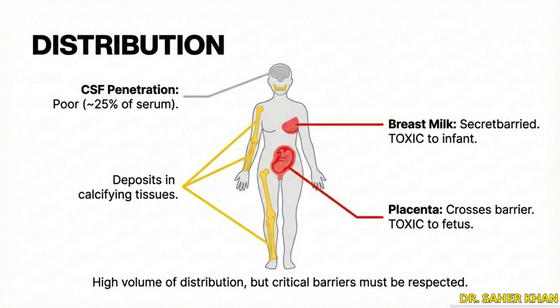Now, let's talk about distribution. Tetracyclines cross the placenta very easily and are secreted in breast milk, and they also enter the cerebrospinal fluid, but the concentration in CSF is relatively low, about 25% of the serum concentration. The ability to cross the placenta and enter breast milk is clinically very important because these drugs can reach the fetus, enter the infant during breastfeeding, and may cause toxic effects.